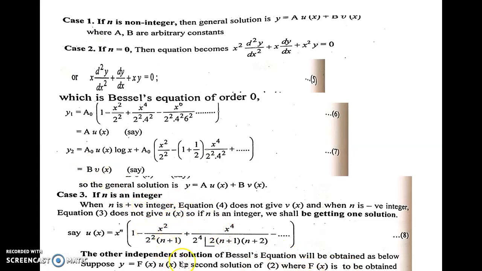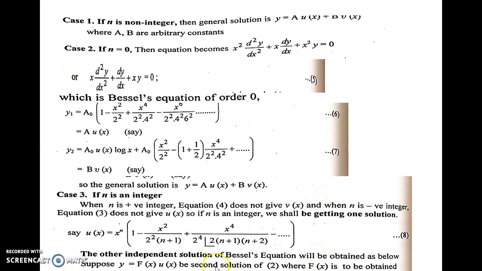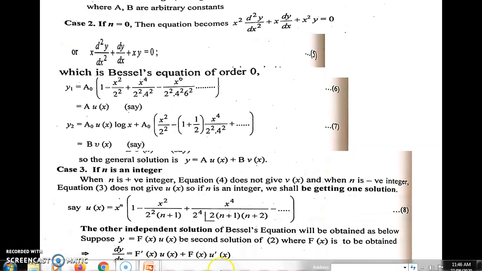We have taken Ux because we are discussing the non-negative real number. But we have to find two independent solutions. So the other independent solution of Bessel's equation will be obtained as below. How will we find it? Suppose y equals f(x) u(x) is a second solution of equation 2, where f(x) is to be obtained. So we have to find f(x) here.